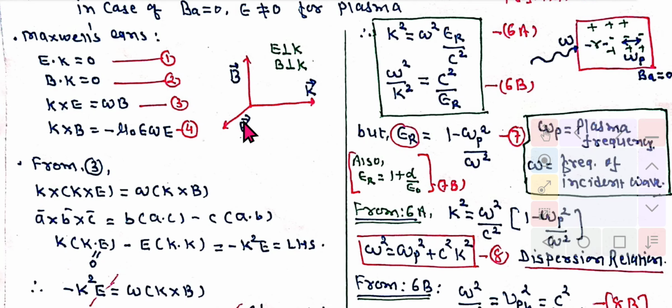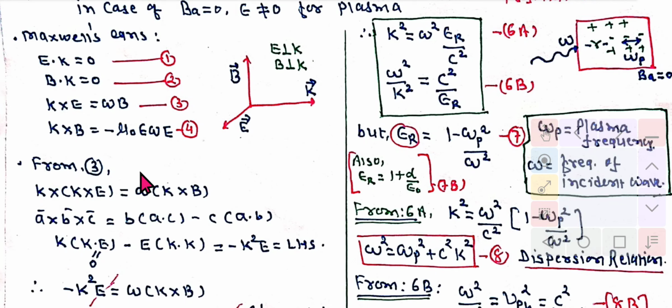So in this way we get K dot E equal to 0 minus (A dot B) C, where A dot B means K square and C means E. So minus K square E. This one is called the left hand side. So this side will give us minus K square E equal to omega K cross B.